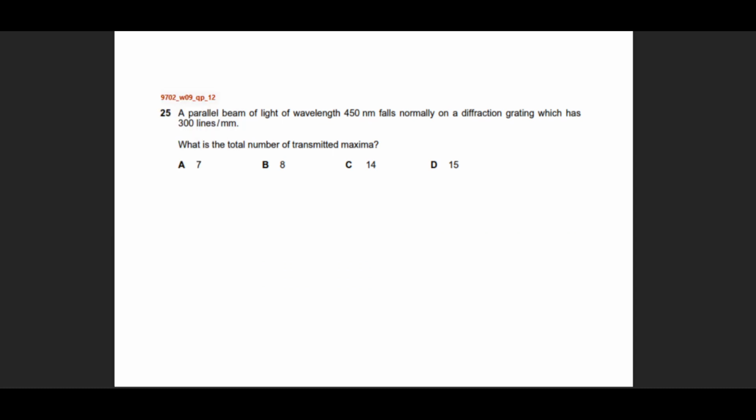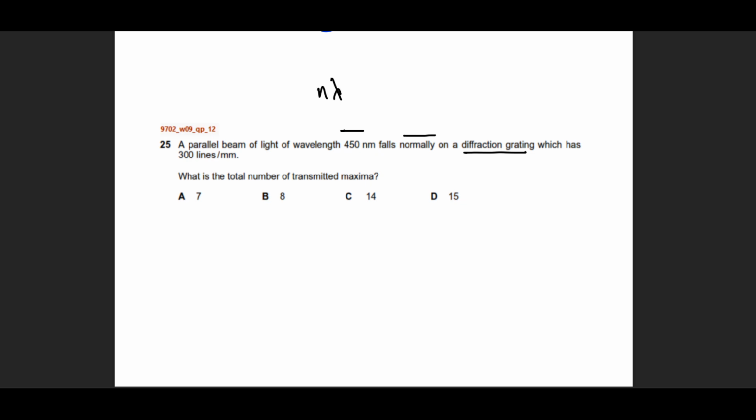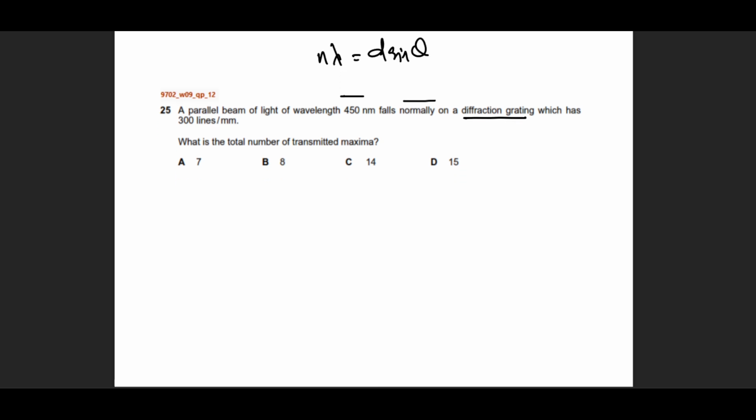Moving on to the next question, we have a parallel beam of light of 450 nanometers incident normally on the diffraction grating crystal. So this question is going to be about n lambda equals d sine theta. It has 300 lines per millimeter. This is the d that we were talking about. This is the value of d. This is lambda. He asks, what is the total number of maxima?